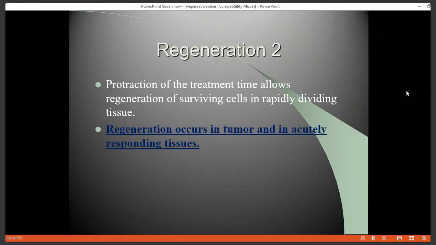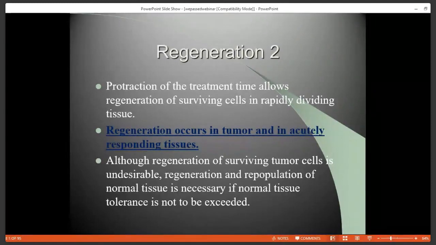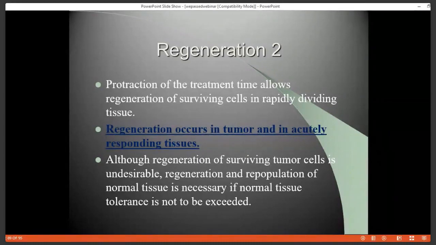the only one of the 4 Rs that is tumor specific. Although regeneration of surviving tumor cells is undesirable, regeneration and repopulation of normal tissues is needed so that normal tissue tolerance is not exceeded. And some stem cells and some dividing cells need to be left behind in these healthy tissue compartments in order for regeneration to happen.